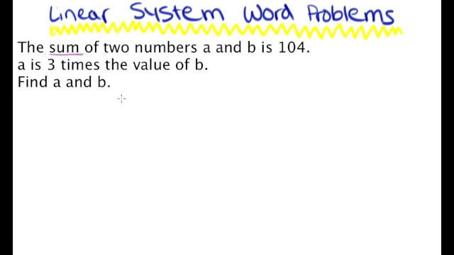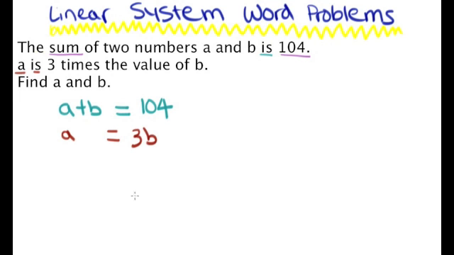So let's look at this first sentence. The sum means addition, of two numbers, A and B, is 104. So A plus B equals 104. So that's our first equation. Let's look at the second one. A is, means equals, 3 times the value of B, so A equals 3B.